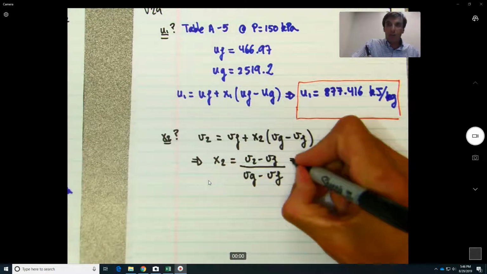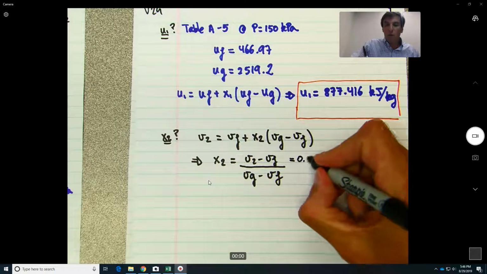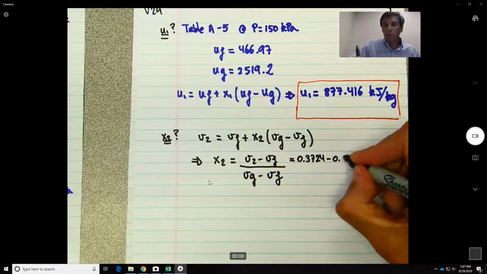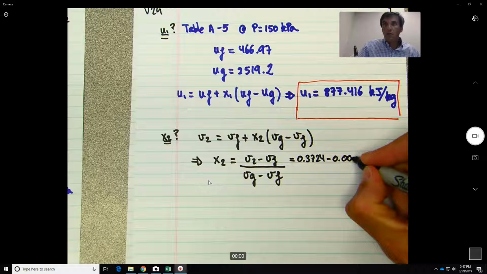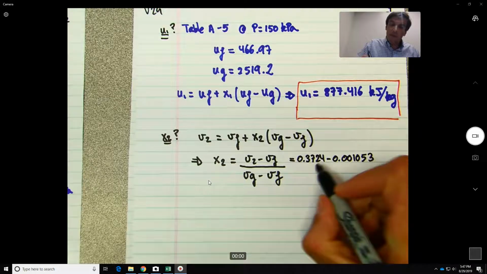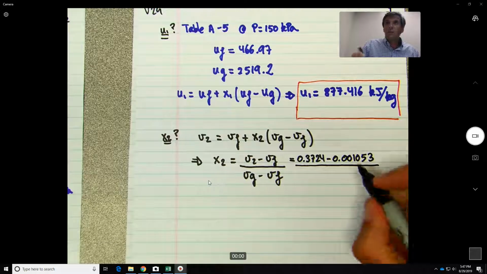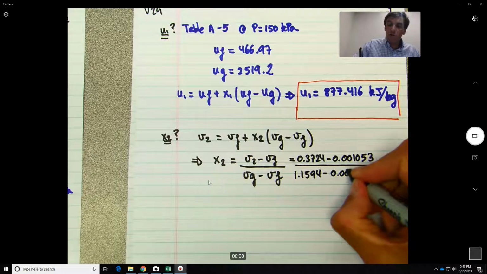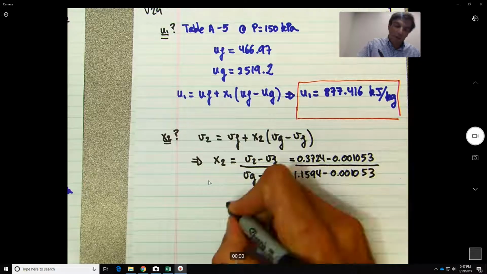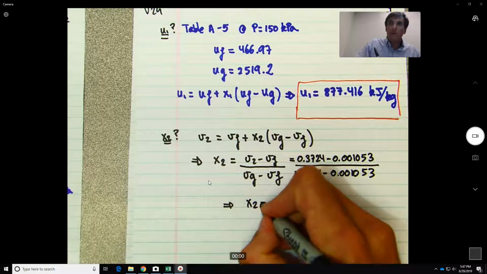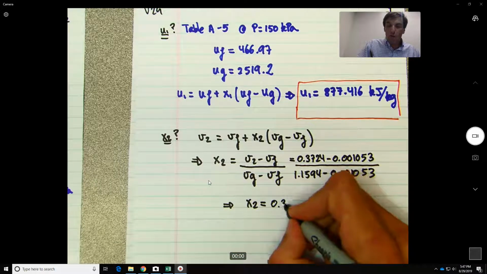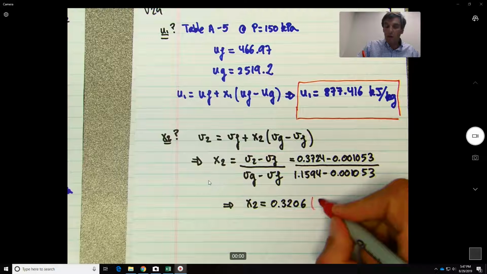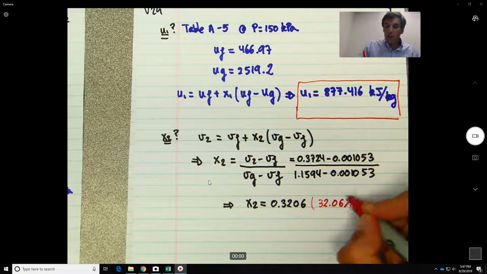So if we do the calculation, what do we have? 0.3724 minus 0.001053 divided by 1.1594 minus 0.001053. And this gives us 0.3206, which means that the quality factor X2 would be 32.06%.